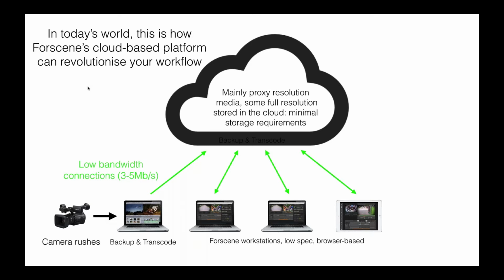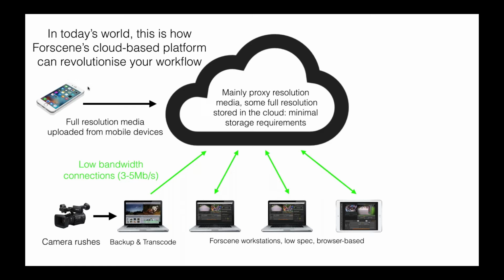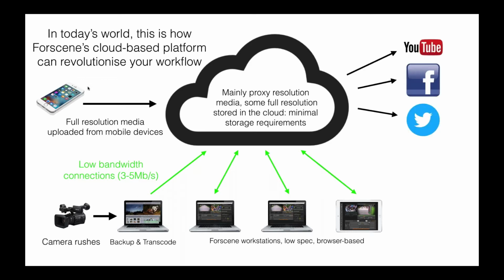In fact, you can work with a 1.5 megabit connection and still work in real time to Forscene workstations, an iPad, for example. You can view your material, you can log it, you can sync it, you can work with multicam, you can transcribe and translate, you can set that content to be used as subtitles or closed captions. You can also upload full resolution media from mobile devices straight into your cloud, and the proxies for that media become available immediately in Forscene, and we'll show you that in just a little while.